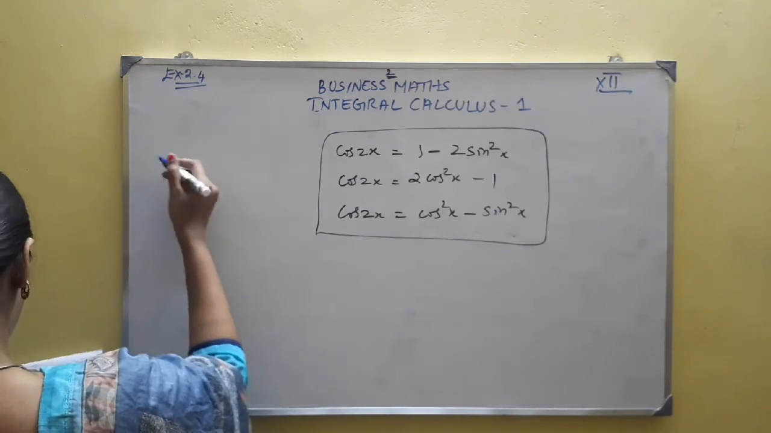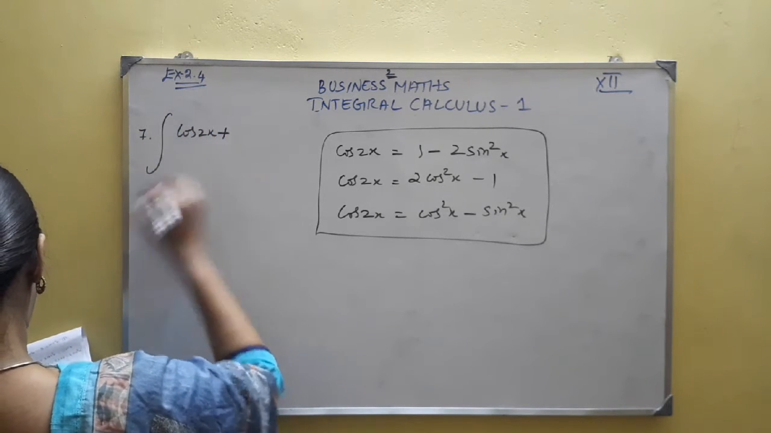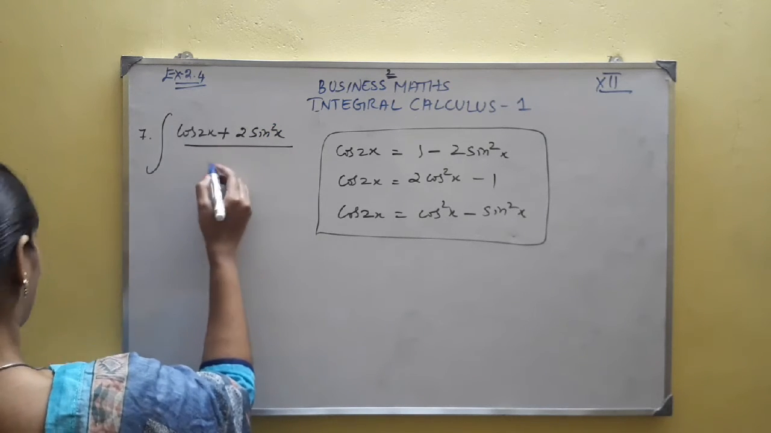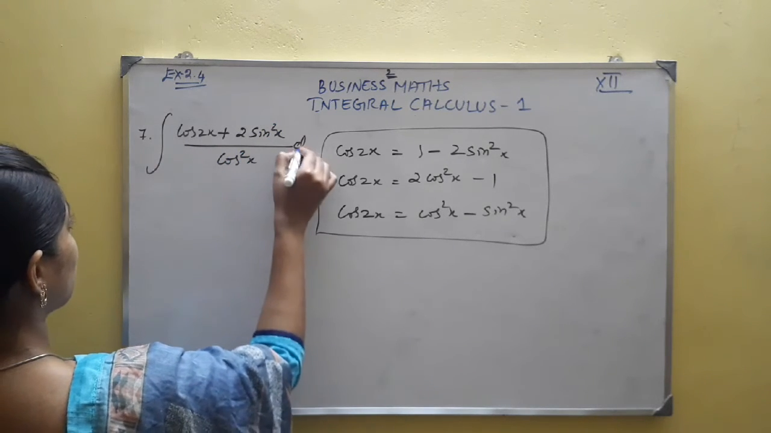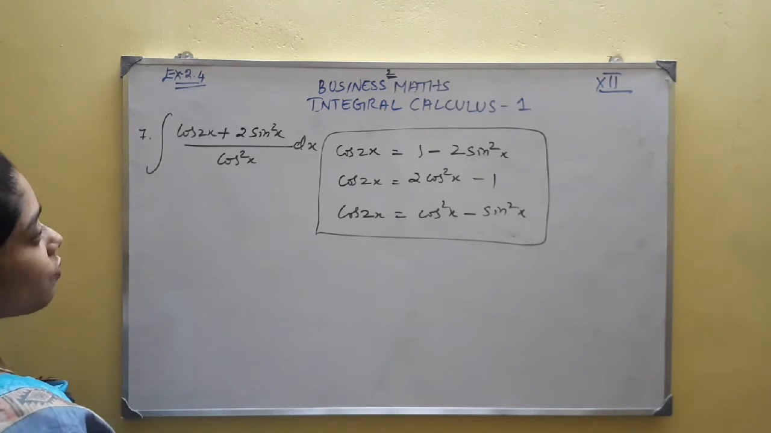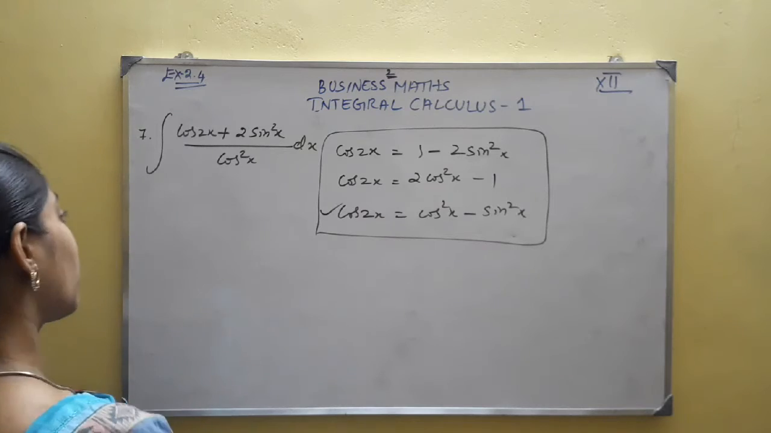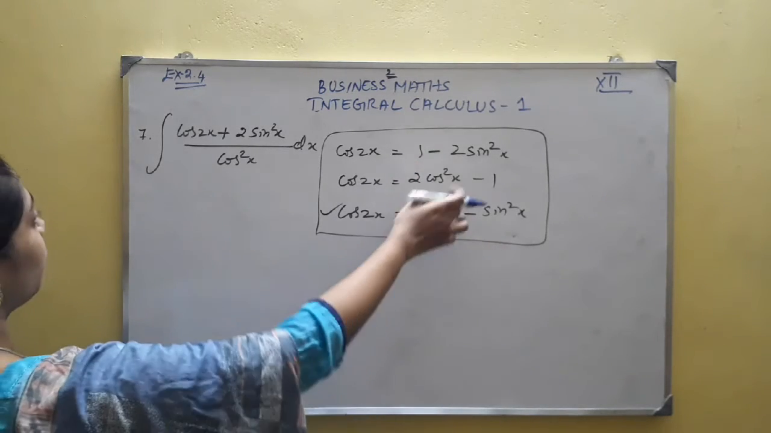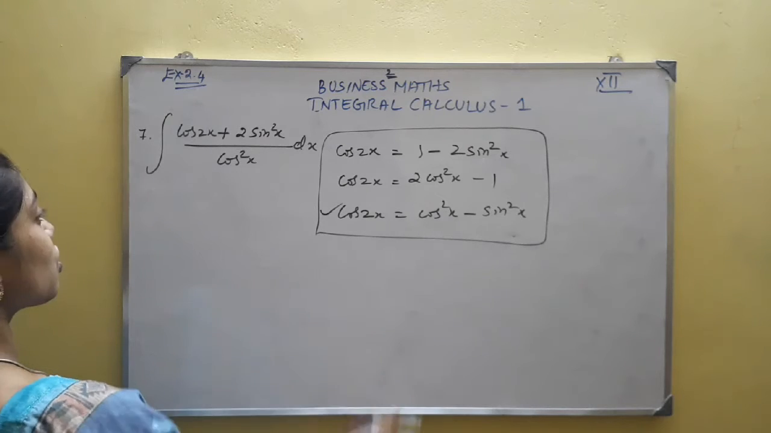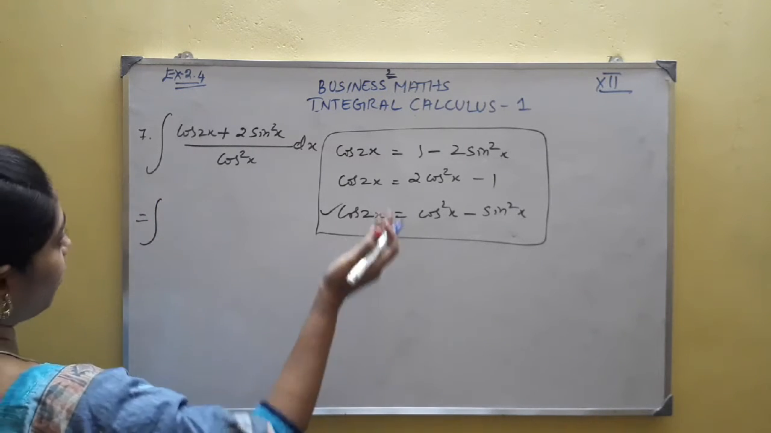Okay, so now seventh problem, integral (cos 2x plus 2 sine square x) divided by cos square x into dx. So in the place of cos 2x, I can use any one among these three formulas. I'm going to use this one right now. You can also use this one. It will be easy for you to use this one also, and if you use this also, you will get the same answer. Okay, so any one among these three.